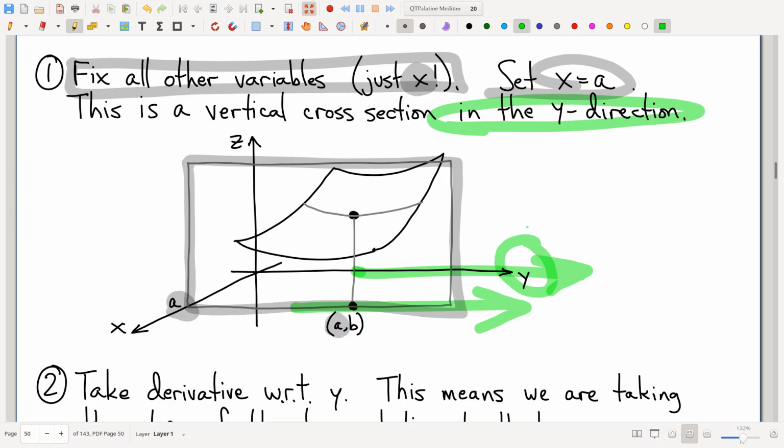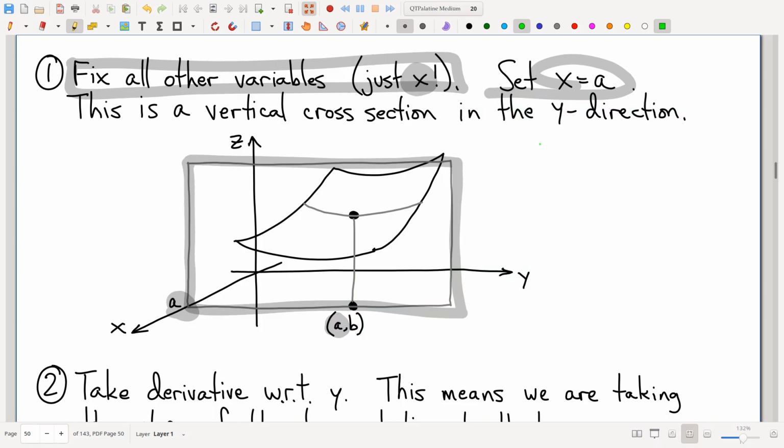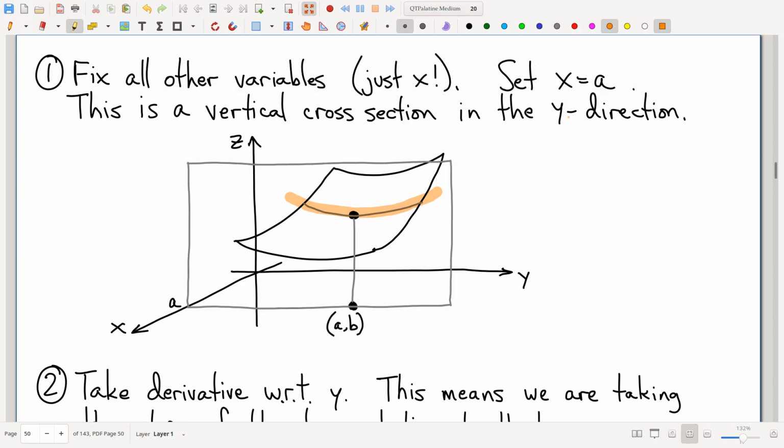Okay, now what's the consequence? What's the geometric consequence of making this choice of setting x equal to a? Well, I had started off looking at a graph of a function of two variables. That graph was a surface, but when I set x equal to a, that means I'm looking at what's happening in that plane. That means I'm in fact looking at this cross-section, which of course is just a curve. So step one, this process of fixing the other variables, gives me a curve. Now, what kind of curve does it give me?